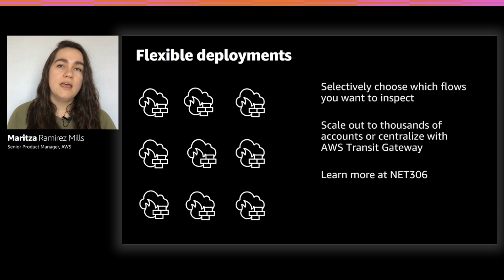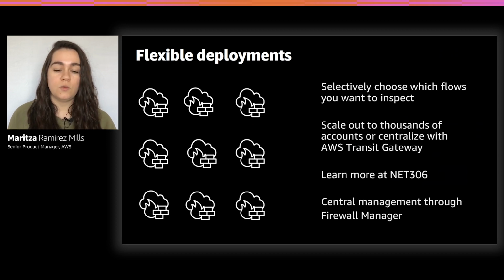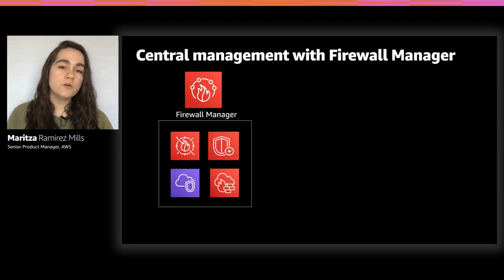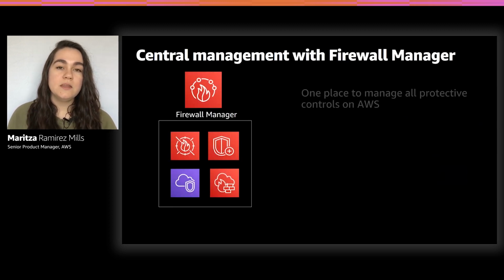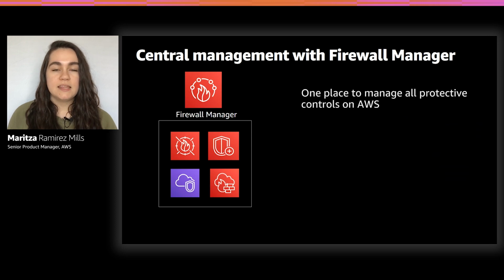Regardless of what inspection type you choose to go with or what architecture type you choose to go with, you can still maintain central visibility and audit control through our integration with AWS Firewall Manager. For those of you who might not be familiar, AWS Firewall Manager is a service that gives you one place to manage all protective controls on AWS. Again, this includes Amazon VPC security groups, AWS Web Application Firewall, AWS Shield Advanced, and now AWS Network Firewall.